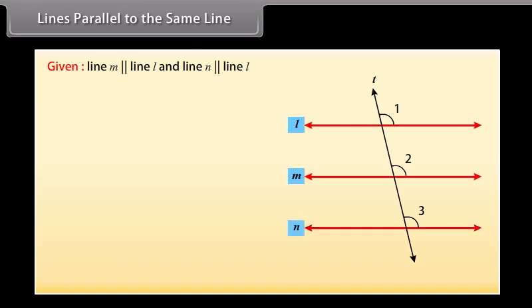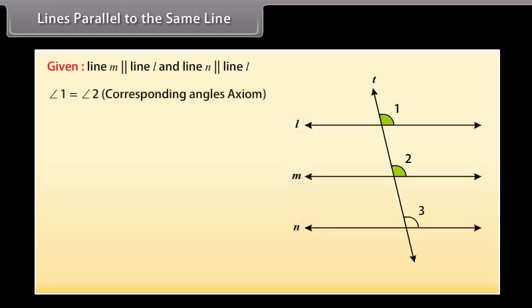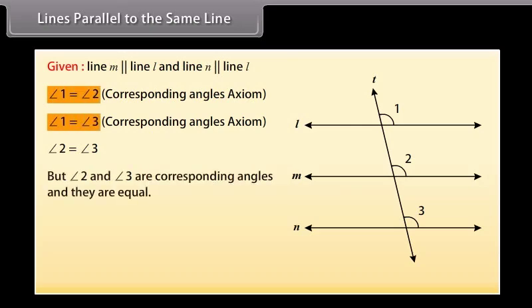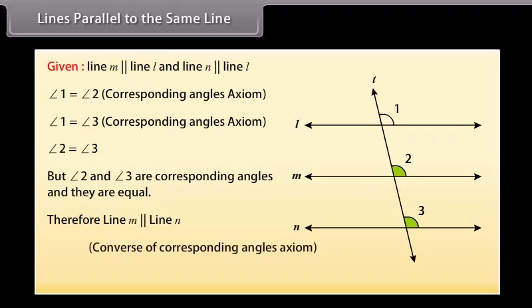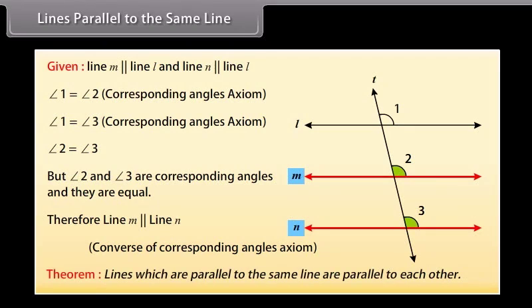Therefore, by using corresponding angles axiom, we can say that angle 1 is equal to angle 2 and angle 1 is equal to angle 3. So from these two we can say that angle 2 is equal to angle 3. But angle 2 and angle 3 are corresponding angles and they are equal. Therefore, by using the converse of corresponding angles axiom, we can say that line M is parallel to line N. And this result can also be stated in the form of a theorem. Lines which are parallel to the same line are parallel to each other.